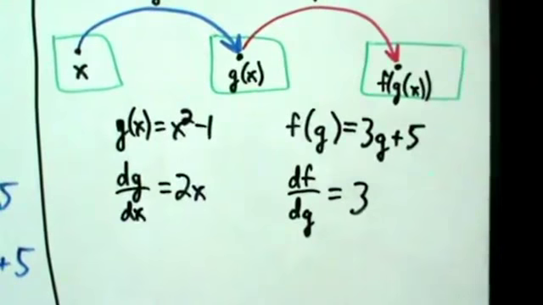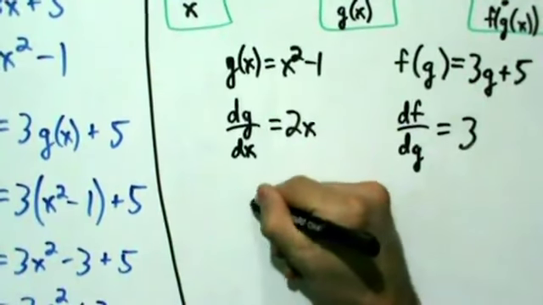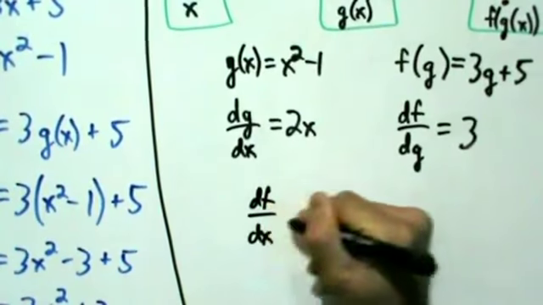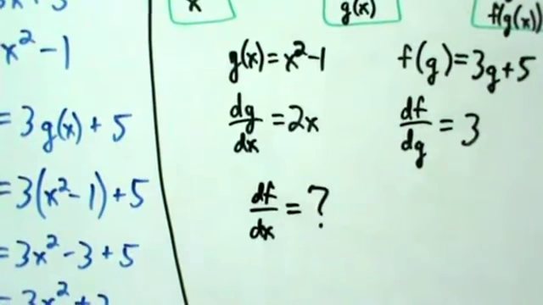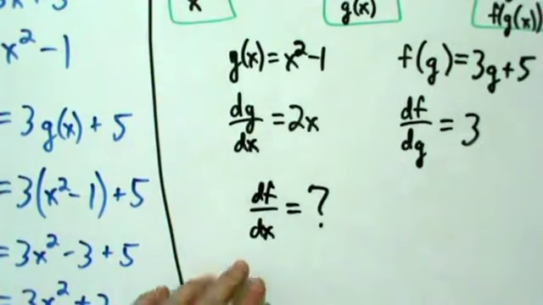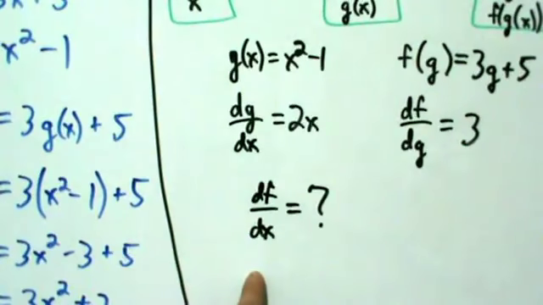Okay, so now we have dg dx and df dg, but what about df dx? What does that equal? Now again, we're sweeping some details under the rug here because when we say df dx, we're kind of hiding the fact that f is actually a function of g.